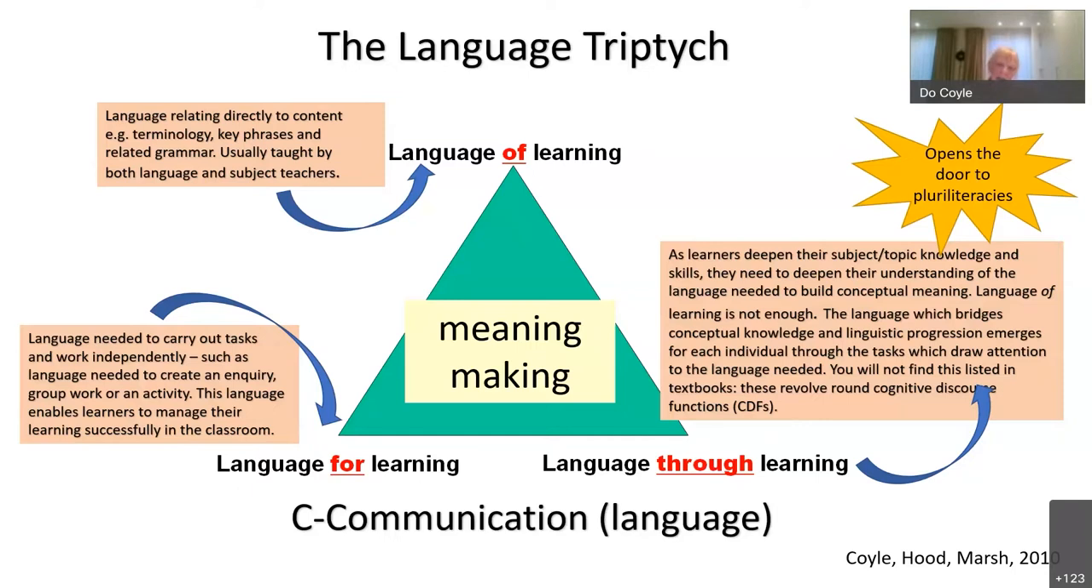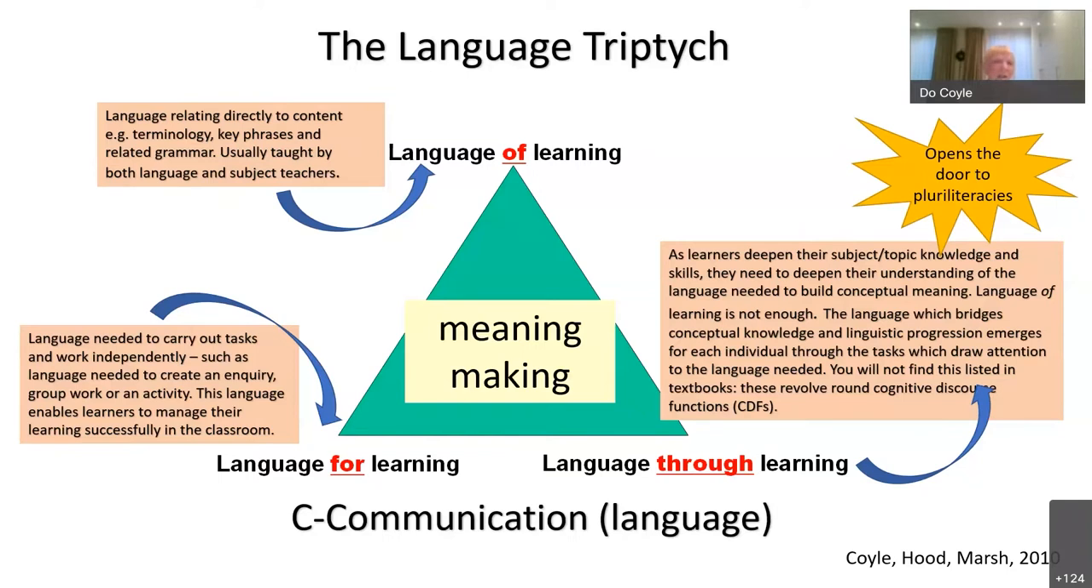And now I can say, and this is where the recent thinking has now been recorded in the 2021 book, that language through learning opens the doors to pluriliteracies, because as learners deepen their knowledge, they need to deepen their understanding of the language needed to build conceptual meaning. And language of and for learning is not enough. We need to go much deeper into the type of conceptual knowledge and a linguistic progression, which is really where we were going with pluriliteracies.